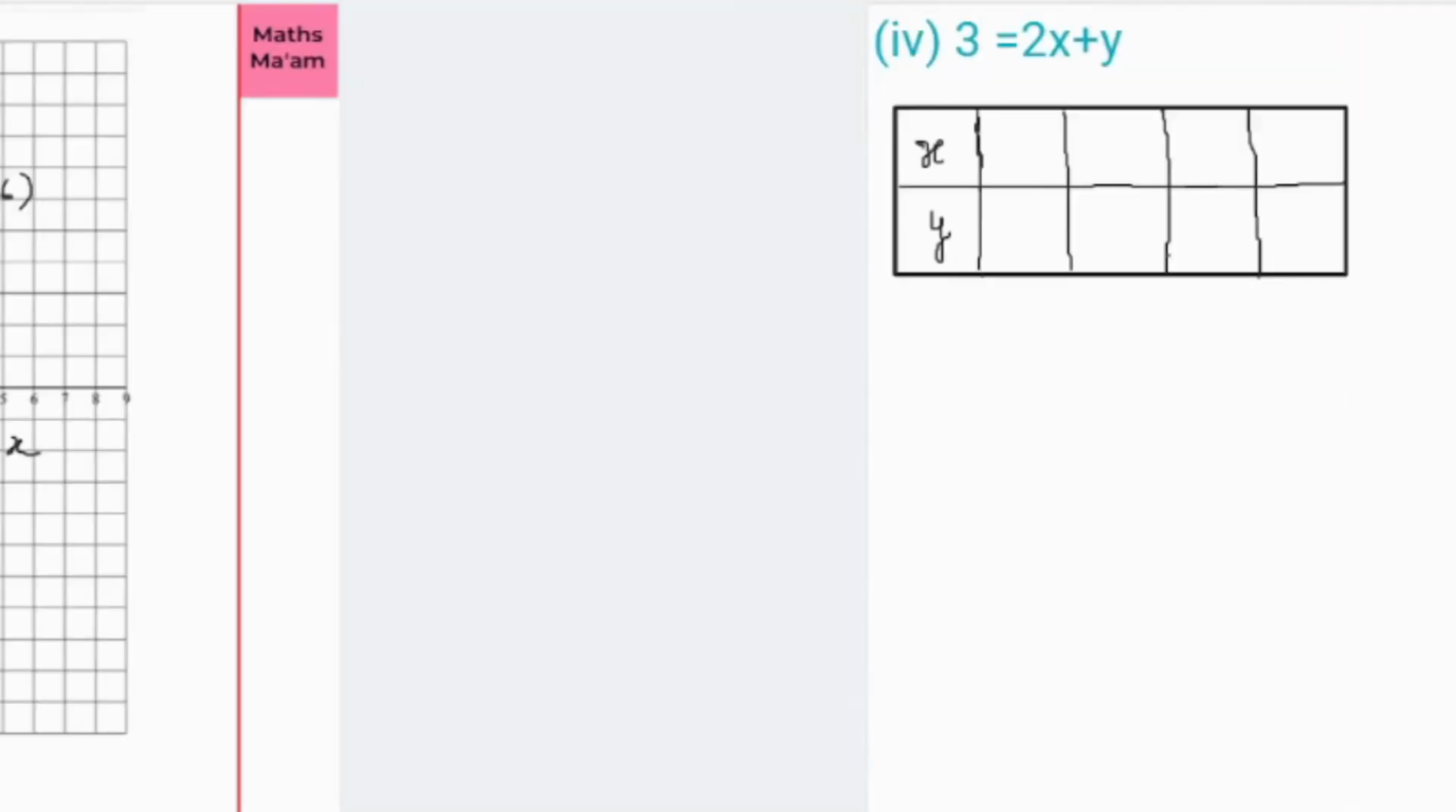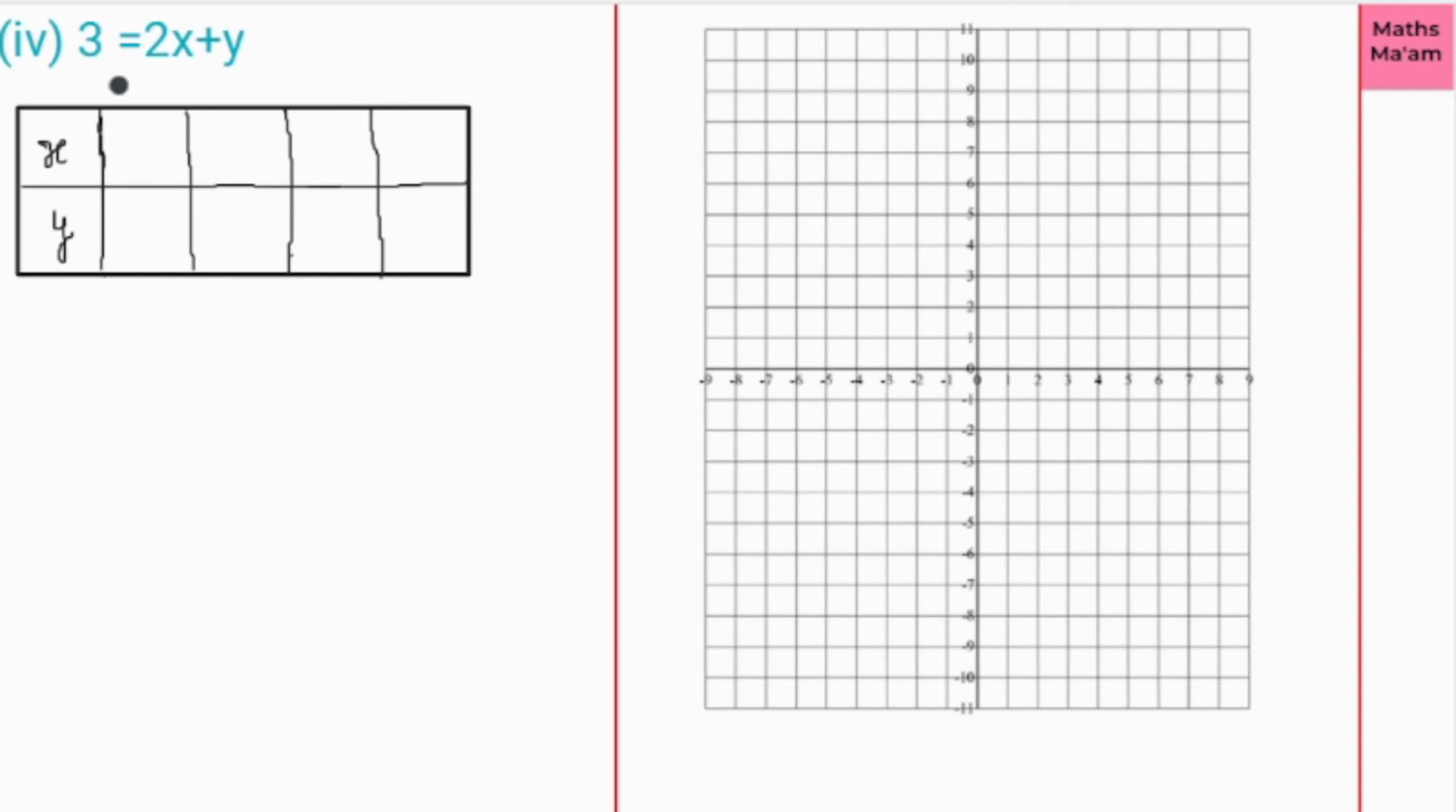And the last part is 3 is equal to 2x plus y. Now let's start putting the value of x as 0, suppose, then y will be 3. If x is 1, then y will be 1. Now if we put x as minus 1, then what do we have? y as plus 5. And if we have y as minus 1, then what? x is equal to 2. Right, like this we can find.